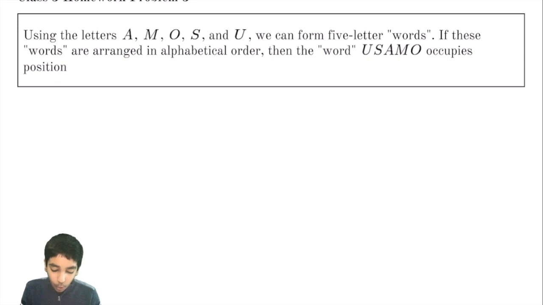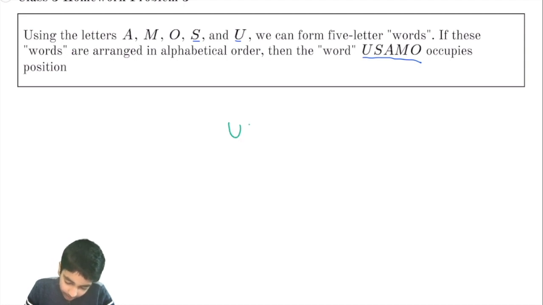Basically, you have to order the word USAMO in alphabetical position, and you want to find which position the word USAMO will occupy. The idea here is that U is the very last letter of the alphabet, S is the second to last, and so we're almost at the very end of our sequence. So the easiest way in this problem is just to find the number of possibilities after USAMO.